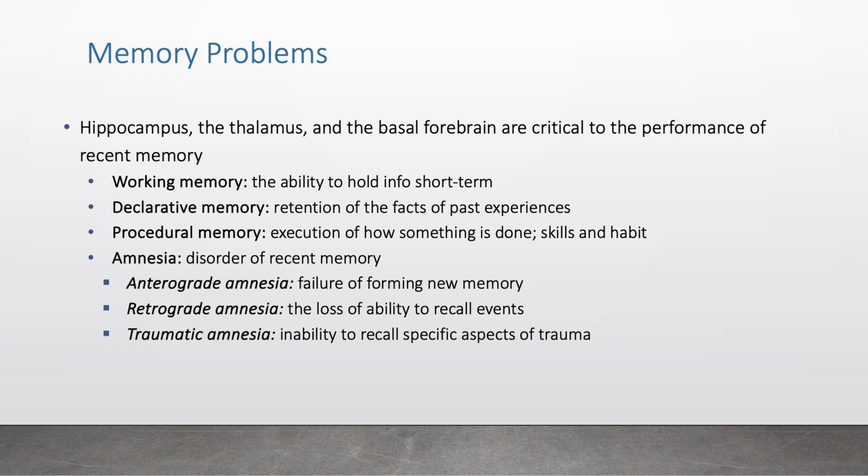Traumatic amnesia refers to memory loss specifically related to a traumatic event or injury. It can result in the inability to recall certain aspects of the traumatic experience. Amnesia can have various causes, including brain injuries such as damage to the hippocampus or other memory-related structures, neurologic conditions, or psychological factors. Understanding the different types of memory and amnesia is crucial for assessing and managing individuals with memory disorders and cognitive impairments.